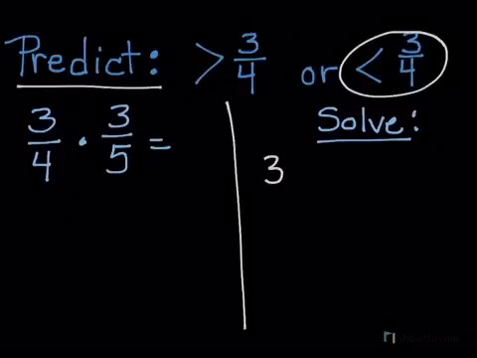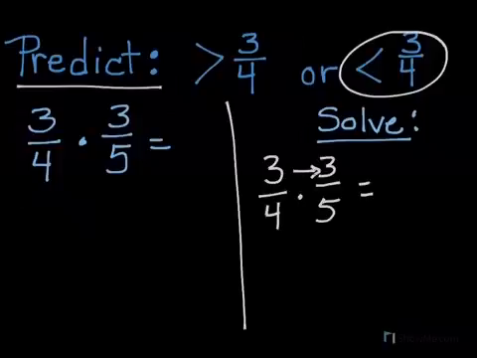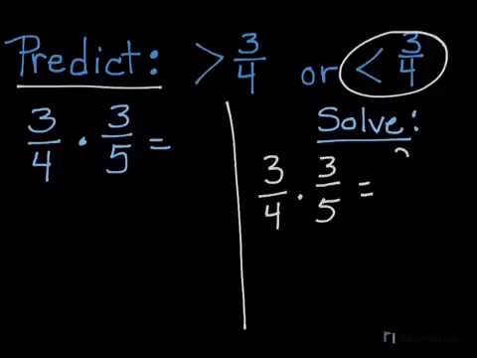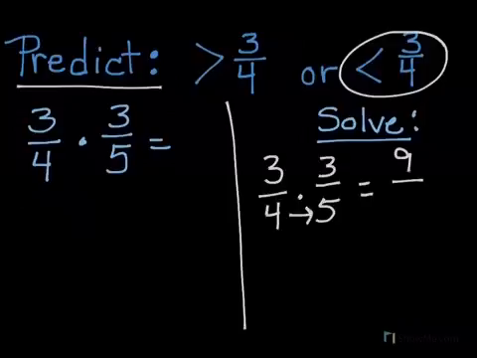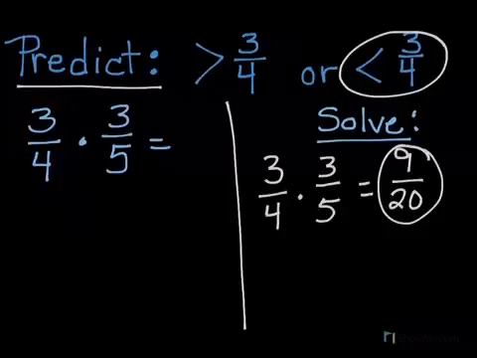I multiply straight across and then I simplify. So 3 times 3 is 9. 4 times 5 is 20. 9/20ths cannot be simplified anymore. 9/20 is smaller than 3/4. So when I multiply, my answer is smaller.